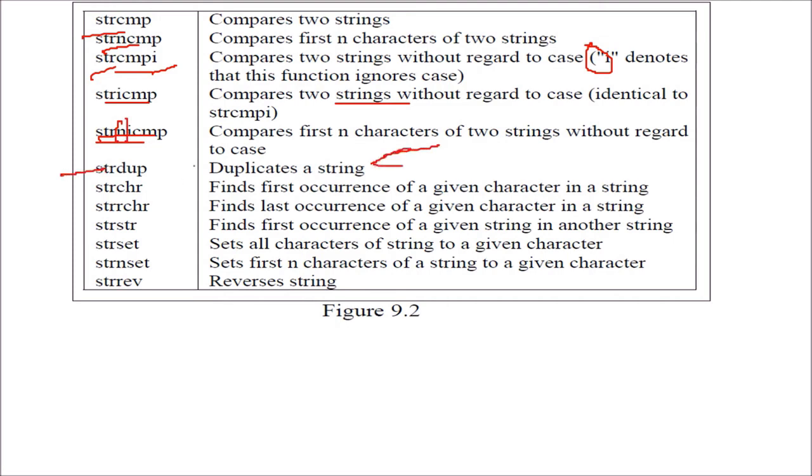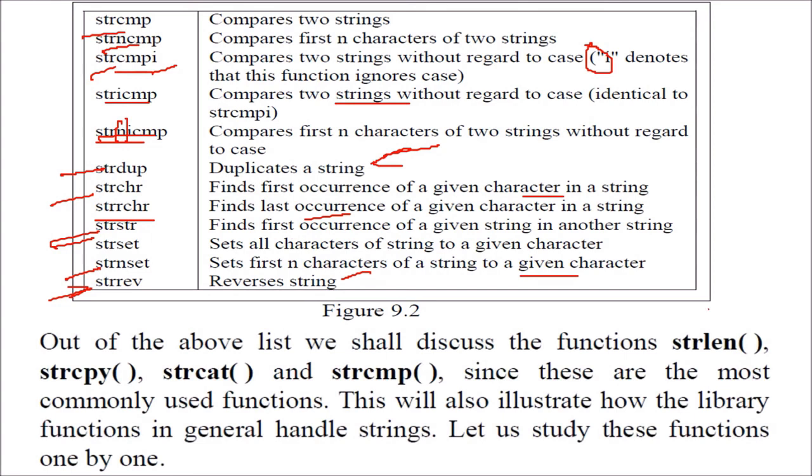strdup, duplicating a string. strchr, finding the first occurrence of a given character in a string. strrchr, finding the last occurrence of a given character in a string. strstr finds the first occurrence of a given string in another string. strset, setting all characters of a string to a given character. strnset, setting the first n characters of a string to a given character. And strrev reverses the string. These are all the different functions which are available, which we are going to use directly.